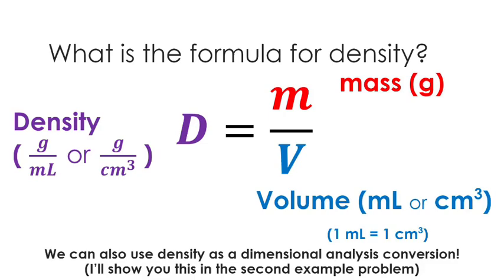But if you're asked to solve for mass or volume, you're either going to have to rearrange this equation, or you can use density as a conversion factor in order to do it using dimensional analysis. Now, some people like it, some people don't. I'm going to show you that process in the second example where we're not solving for density, and you can decide whether you prefer the equation way or the dimensional analysis way.